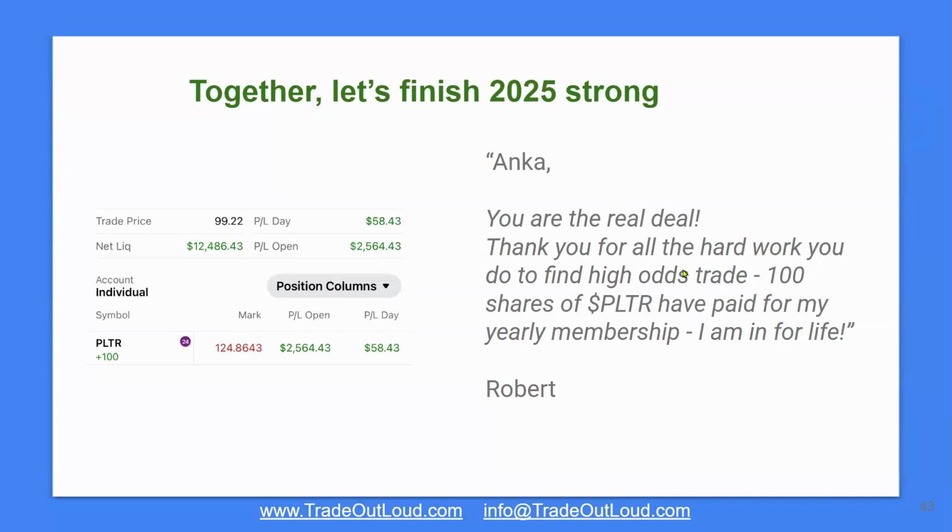Also, let's finish the year together and stronger than ever before. I just want to show you a P&L. And by the way, we are still in PLTR. 99.22% is where Robert initiated the trade. I got it at 99.10.